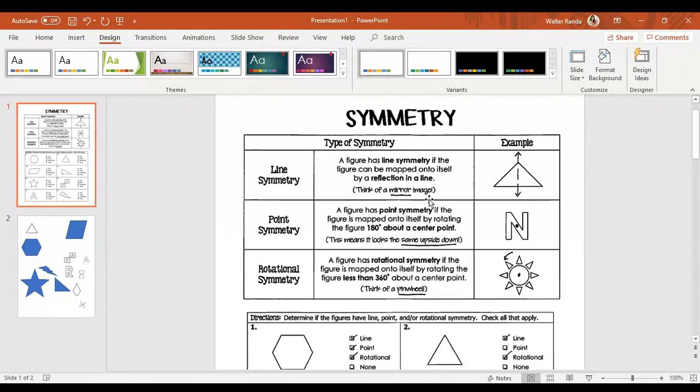Sometimes symmetry can just take a little while to really understand the concept and what we're talking about, just because it depends on how your brain works. So for some of you, it might click right away and you get it. And for some of you, it might take a little bit longer to really understand specifically point symmetry and rotational symmetry. So this is a little summary here of the types of symmetry, some examples, and then we're just going to go over some different figures, and then you'll practice with identifying types of symmetry as well.